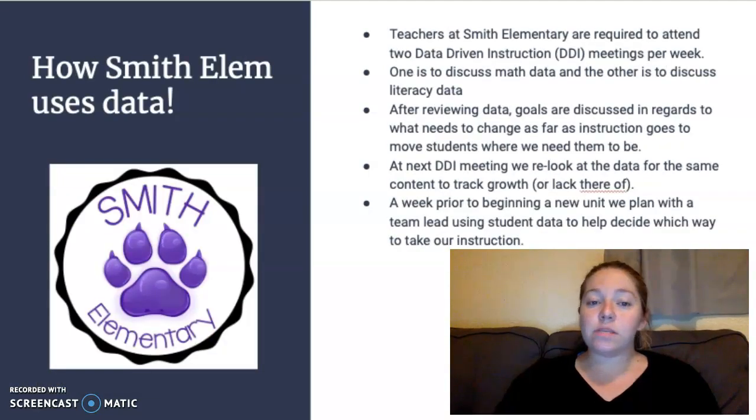The school that I work at, like I mentioned, is Smith Elementary, and a little bit about how we use data to drive instruction. We are all required to attend 2 DDI, or data-driven instruction, meetings per week. One meeting is to discuss math data, and the second is to discuss literacy data. They're each about 45 minutes long, and it's time that's planned into our day, so it never gets interrupted, which I think is great. And our process is kind of after reviewing data, we discuss goals in regards to what needs to change as far as instruction goes to move students to where we need them to be. And then at the following DDI meeting, we look at the data for the same content to kind of track growth or the lack thereof, of course.